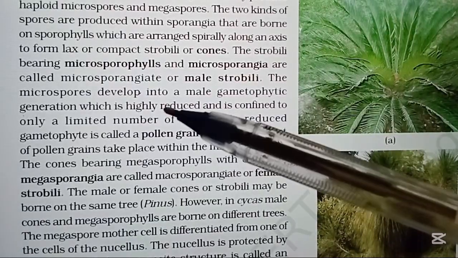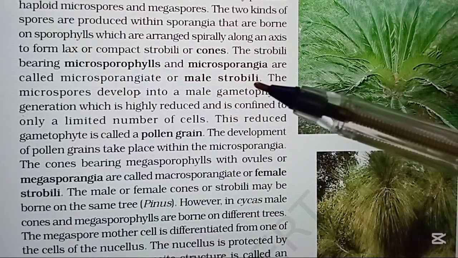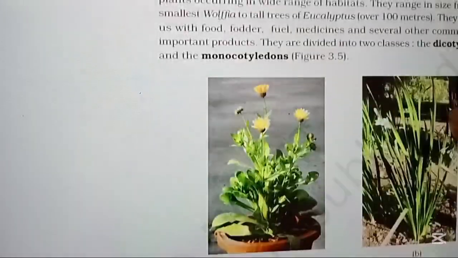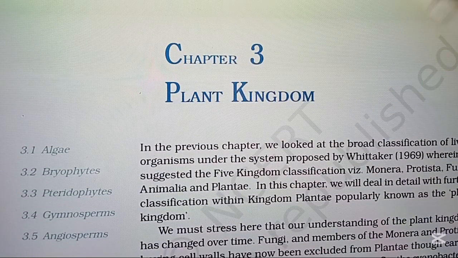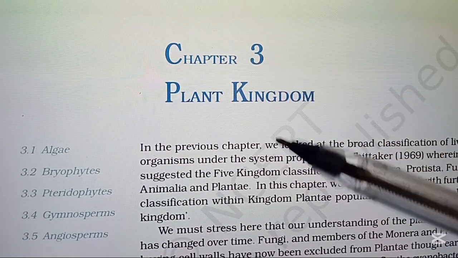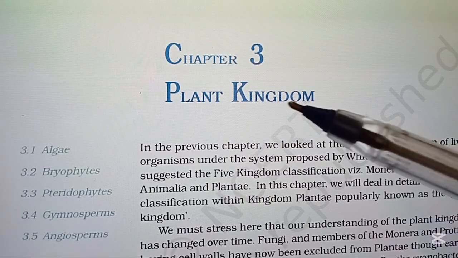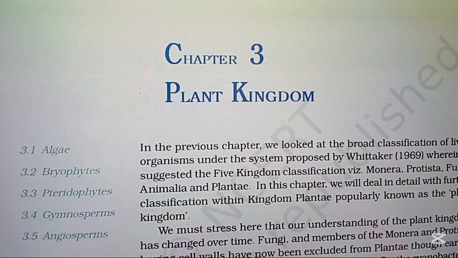And then we have the topics gymnosperms, in which they'll be mostly asking you about microsporophylls, microsporangia, megasporangia, and megasporophylls. Those are the topics you need to be thorough with. And then finally angiosperms. So this is all about the important diagrams as well as important topics from chapter number 3 of Plant Kingdom.